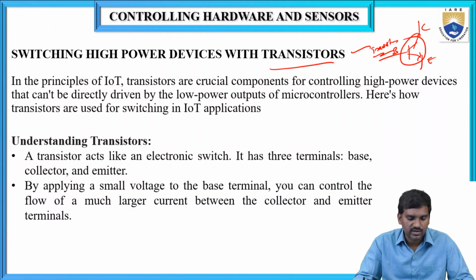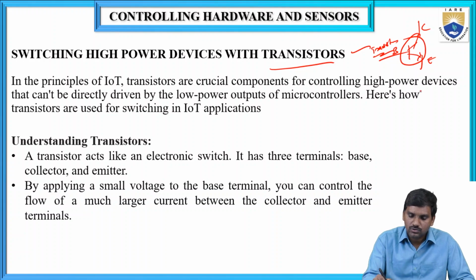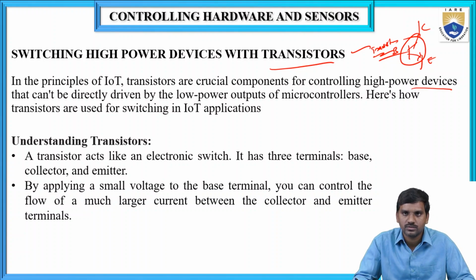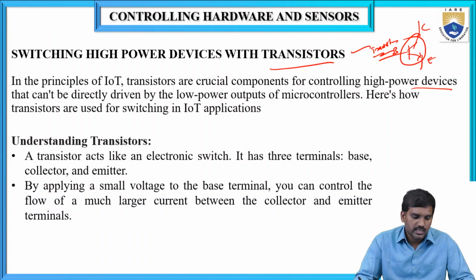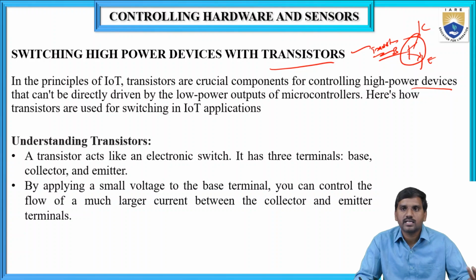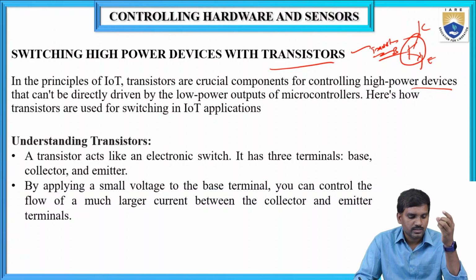In the principles of IoT, the transistor is a crucial component for controlling high power devices. They cannot be directly driven by the low power outputs of microcontrollers. Here's how a transistor is used for switching in IoT applications. So that is switching high power devices with transistors.